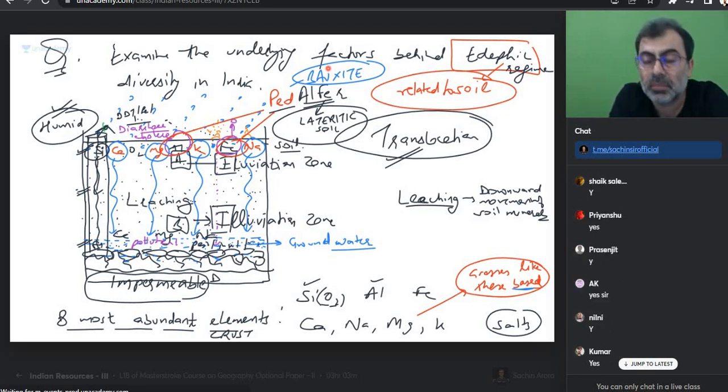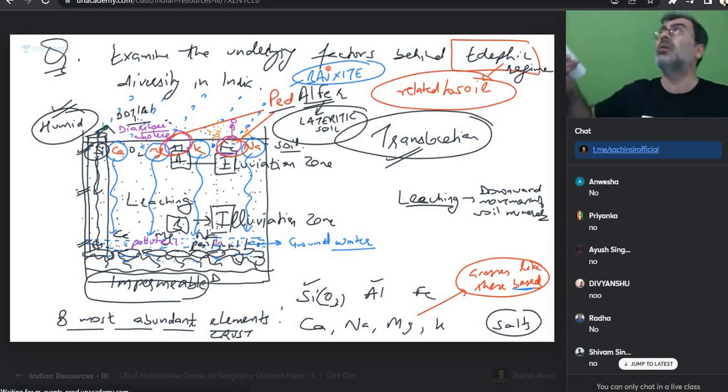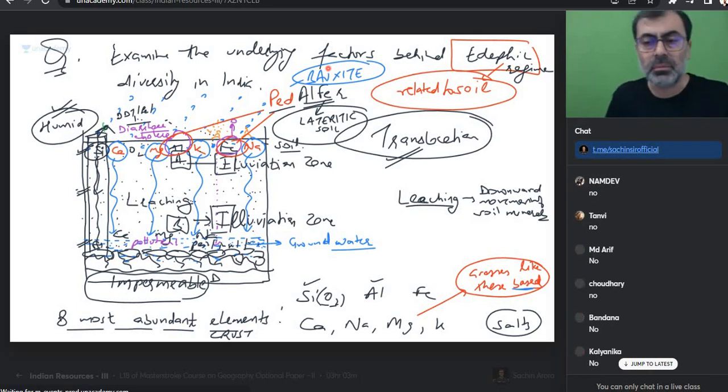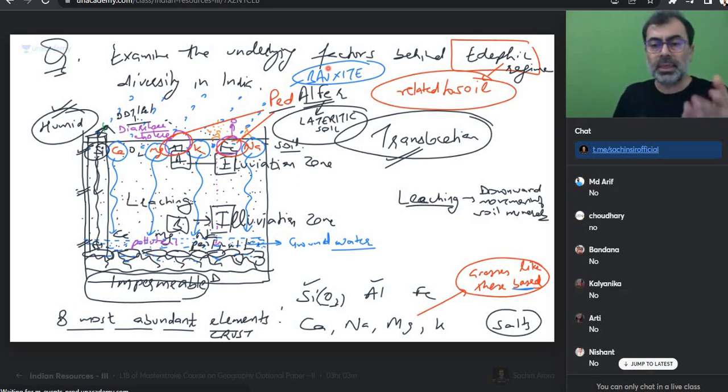Will the soil be fertile? Lateritic soil, will this soil be fertile? Will this be good for crops? No. Why not? So it is acidic? Oh yes. Sir, it is acidic. Its nutrients are leached out.